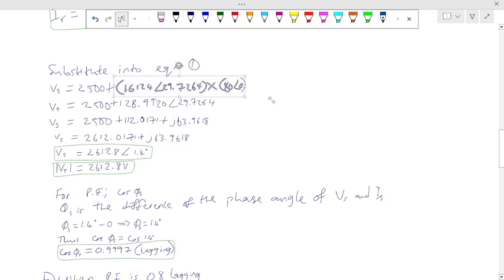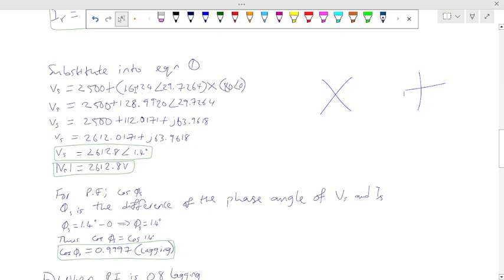Will multiply this. And when carrying out multiplication in polar form, you multiply the magnitudes and then you add the angles. So this plus this will give you this. This magnitude 80 multiplied by this magnitude 1.6 will give you this. And then when you add the angles, 29.7264 plus 0, it will give you the same thing.